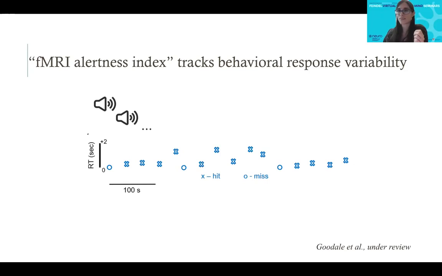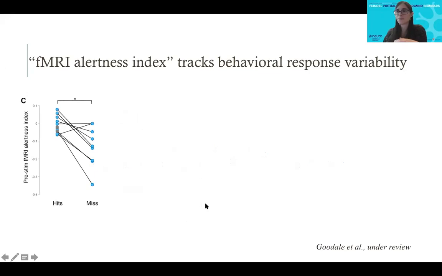And so here are some results. Each subject corresponds to one of these pairs of dots. If we look at the hits, the trials where they responded, versus trials where they didn't respond, we find that the trials when they did respond were linked with a higher estimated alertness from our fMRI metric compared to trials where they missed it, for most of the subjects. This suggests that it may be promising that we can capture within-subject variability in reactions.